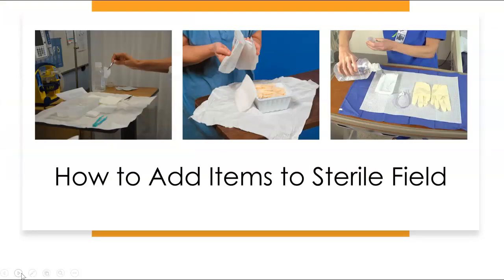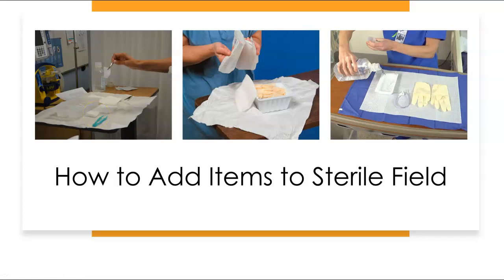Okay, and then adding items to the sterile field. So we've got our sterile drape out already, and we need to add items to it. There's different ways to do it. We can use sterile forceps or tweezers, something like that. You can see that in this first picture there. They don't have sterile gloves on yet, but they are using something that is sterile to move sterile gauze or whatever into the field.